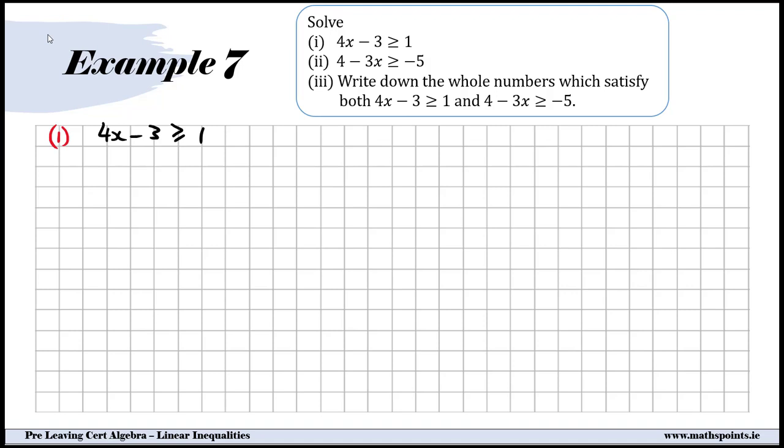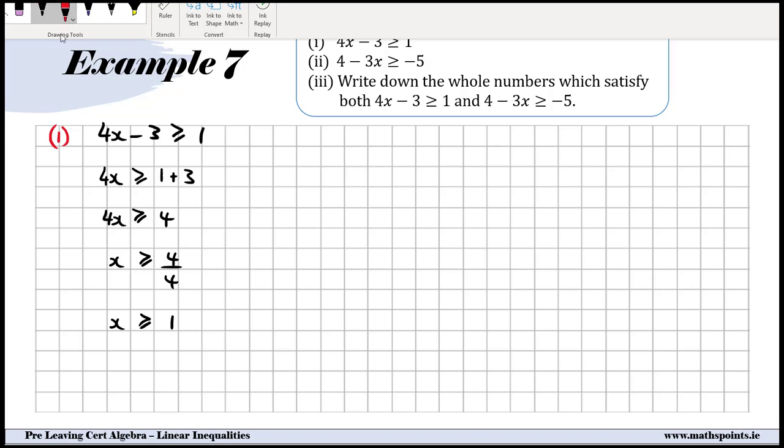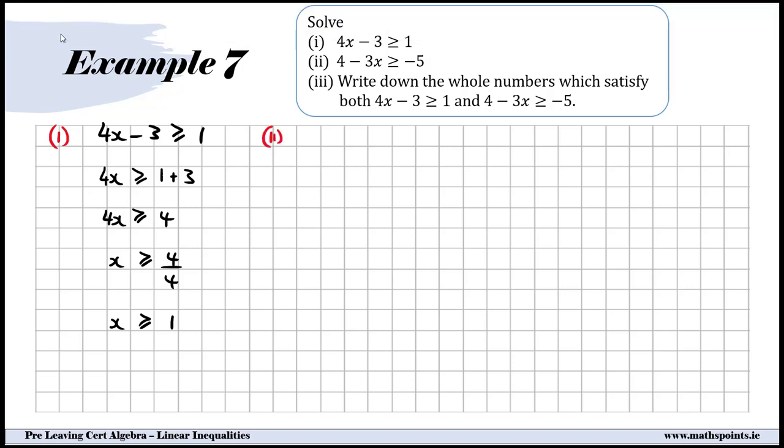First of all, I'm going to collect the x terms on the left hand side, so 4x can stay on the left, and then I'm going to collect the number terms on the right hand side. 1 is already on the right hand side. To remove the minus 3 from the left hand side, we add it to both sides. So 4x is greater than or equal to 1 plus 3. That means that 4x is greater than or equal to 4. We're going to divide both sides by 4, and we get x is greater than or equal to 4 divided by 4, and so x is greater than or equal to 1. So fairly straightforward. The second part should be straightforward too, so let's have a look at that.